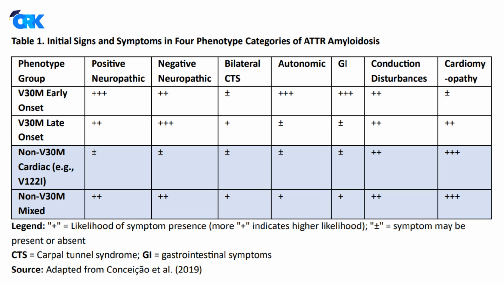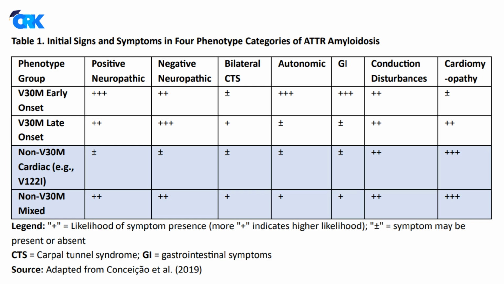In Val30Met early onset cases, patients frequently present with neuropathy, autonomic dysfunction, and GI involvement. This phenotype tends to be neurologic dominant, often seen in endemic regions. For late-onset valine 30-methionine, the profile shifts slightly. Cardiac symptoms become more prominent, while neuropathic signs are still common but appear later and more subtly.